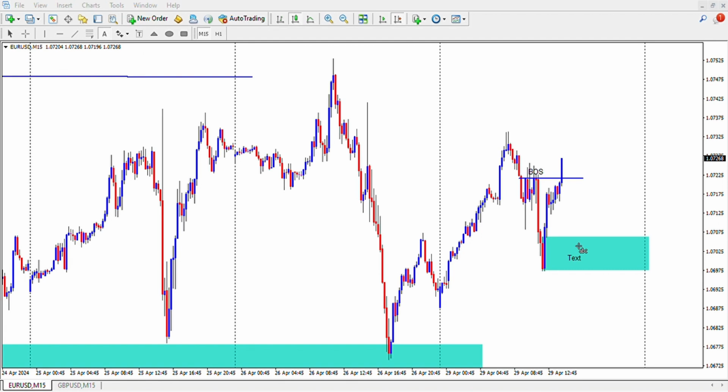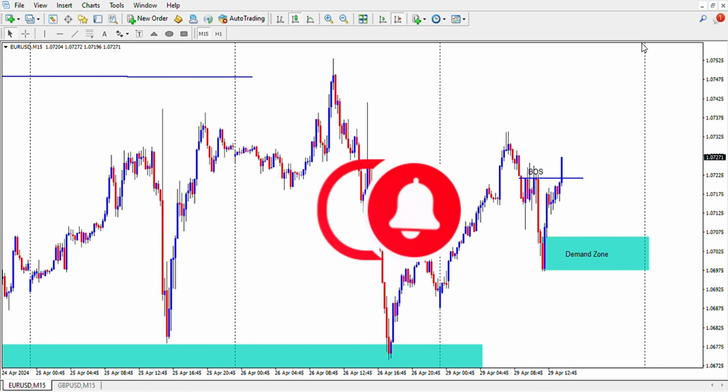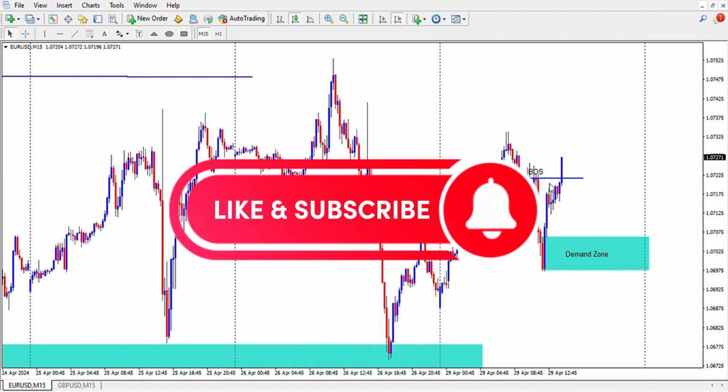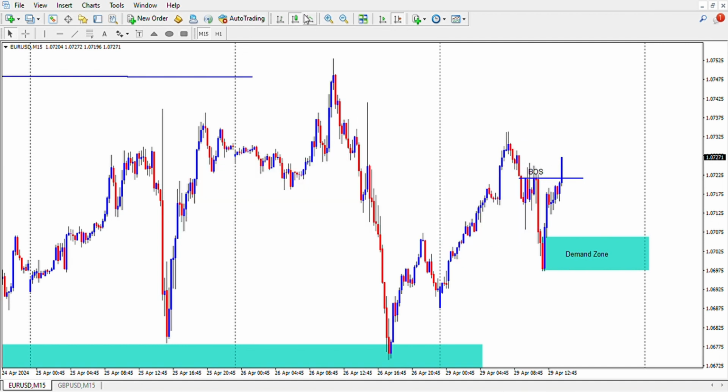So we're just going to mark it as the demand zone. Guys, we're waiting for it to come back to this demand zone and then looking for a long entry. Actually, let me go further with this analysis.